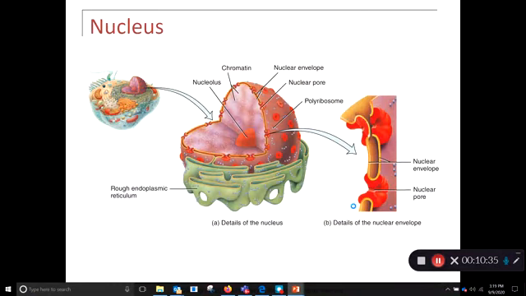Finally, the nucleus. Let's talk about the nucleus. The nucleus contains your genetic information. It has all of your DNA housed inside of it, with the nucleolus being the place in the middle where a lot more of your ribosomal RNA and other things are being created.